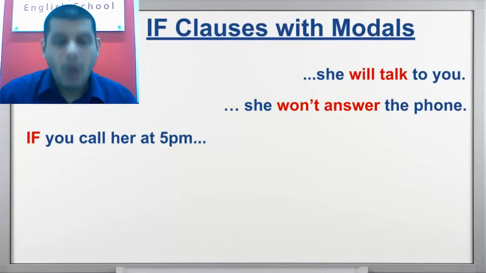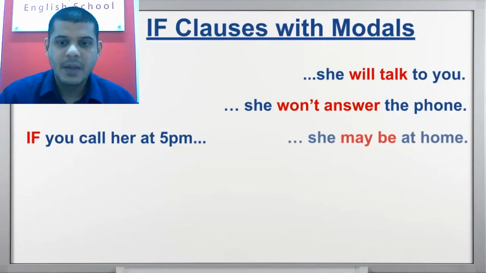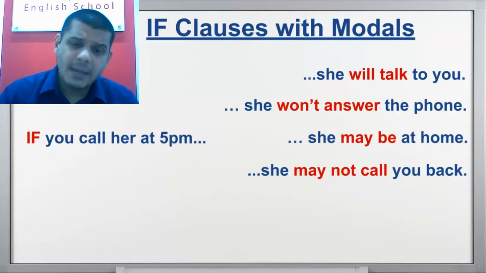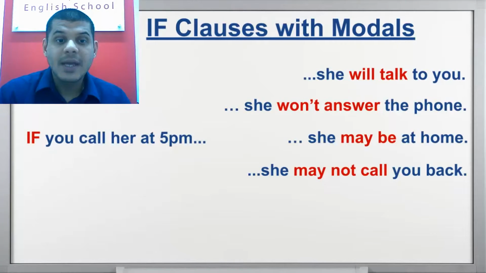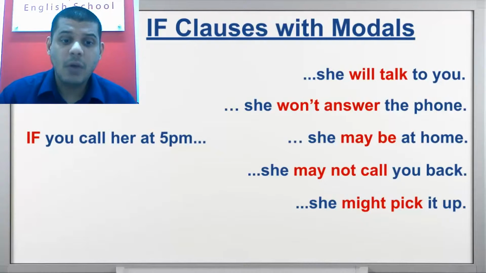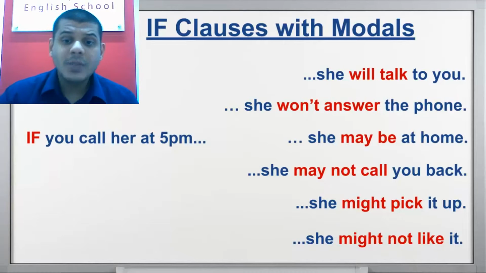And then there are other possibilities, other ways to complete it. Let's keep looking, right? So another one is, if you call her at 5 p.m., she may be at home, or she may not call you back, right? And then I have two more for you. They say, if you call her at 5 p.m., she might pick it up. Or finally, of course, if you call her at 5 p.m., she might not like it, right? So you notice that for this example, I produced 6 different possible complements, right?